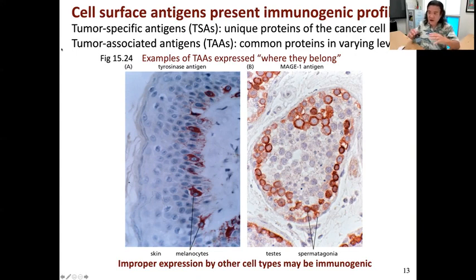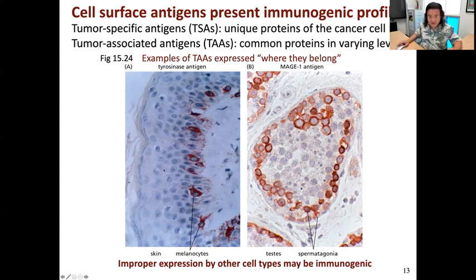Tumor-associated antigens are actually normal proteins, right, that any cell in the body should be able to express, but perhaps a particular cell type should only express certain levels of it. And if you end up expressing way too much of it or way too little of it, that can also be a sign for your immune system to realize, hey, something's wrong with this cell. Perhaps we should get rid of it.